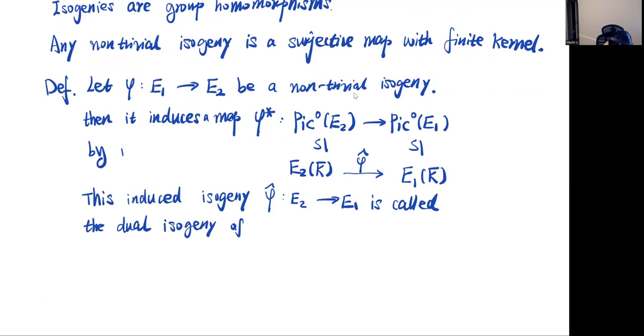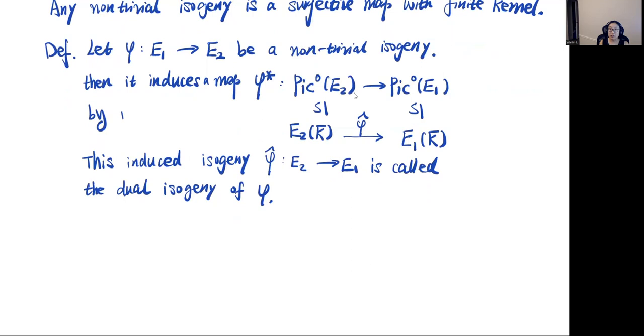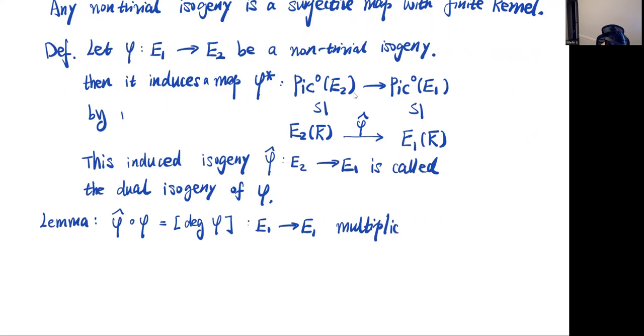Okay, so whenever you have an isogeny from E1 to E2, it naturally comes with a dual isogeny from E2 back to E1. And moreover, let me write a lemma without proving it. You can explicitly work this out on the level of divisors. So if you compose an isogeny with its dual, what you will get is the isogeny from E1 to itself given by multiplication by the degree of the map phi.